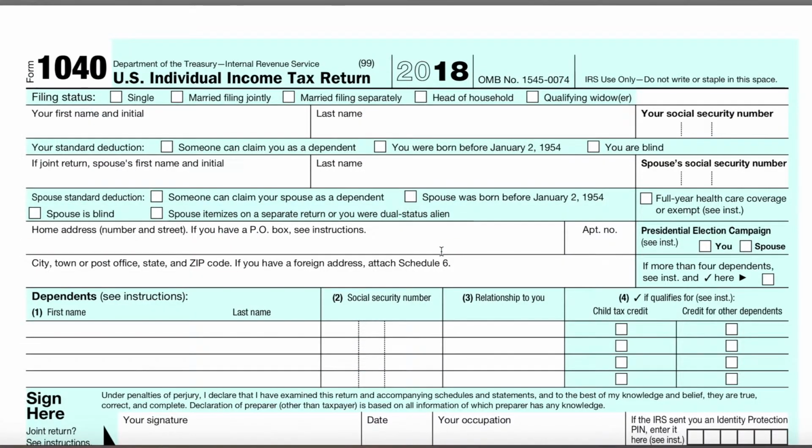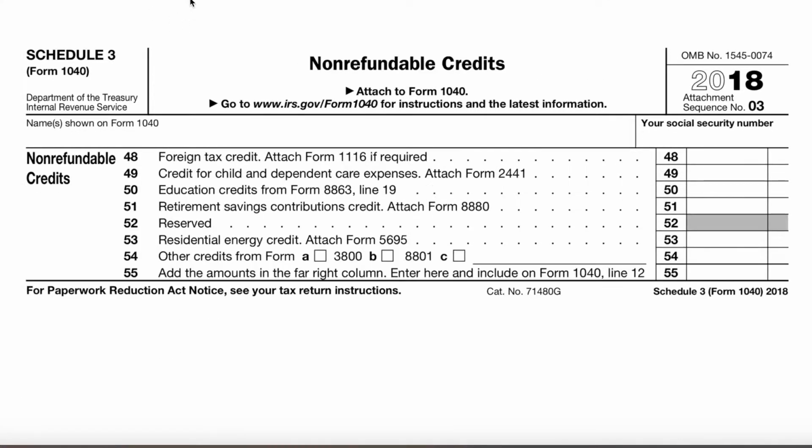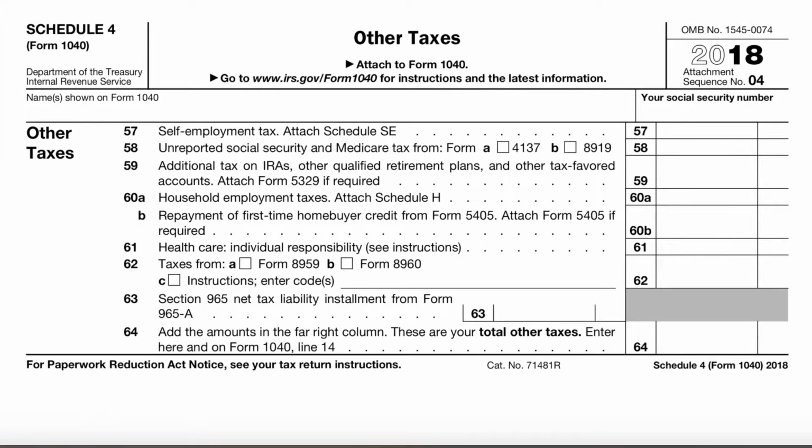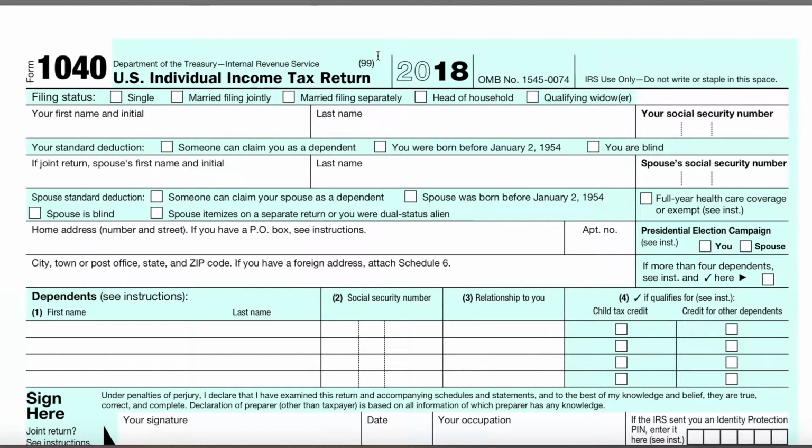The next thing we're going to look at is the schedules that come with the new 1040, Schedule 1 through 6. They need to be filled out depending on the taxpayer situation. The first thing we see on the 1040 form is the filing status. And this is important because it helps us determine the standard deduction for different taxpayers, among other things.